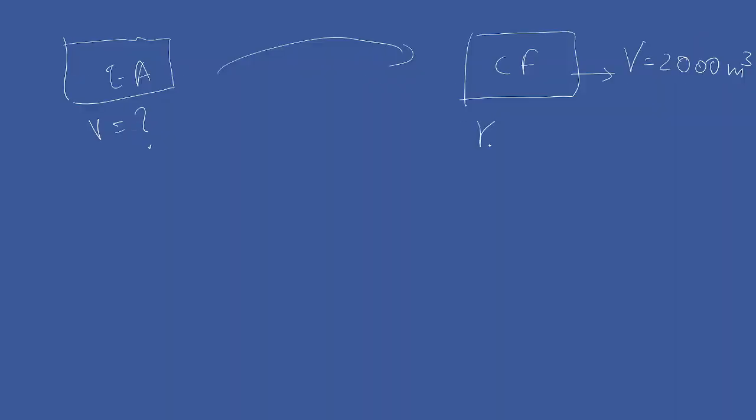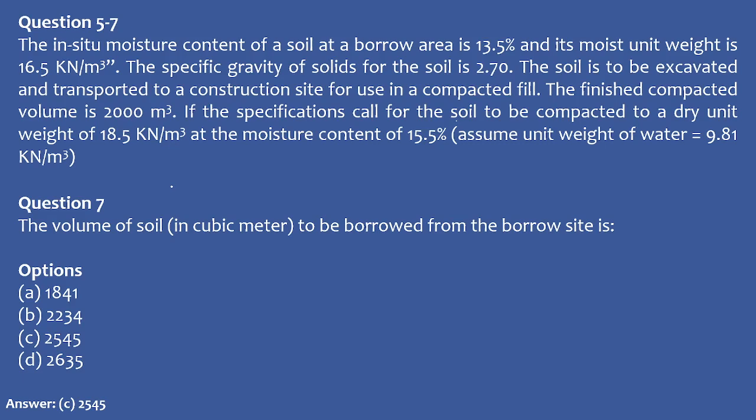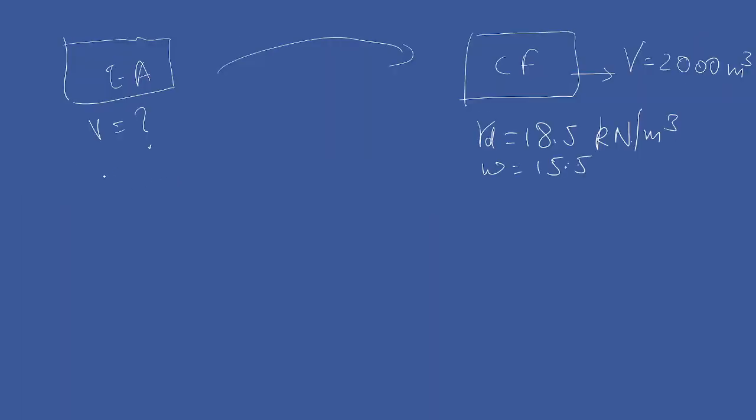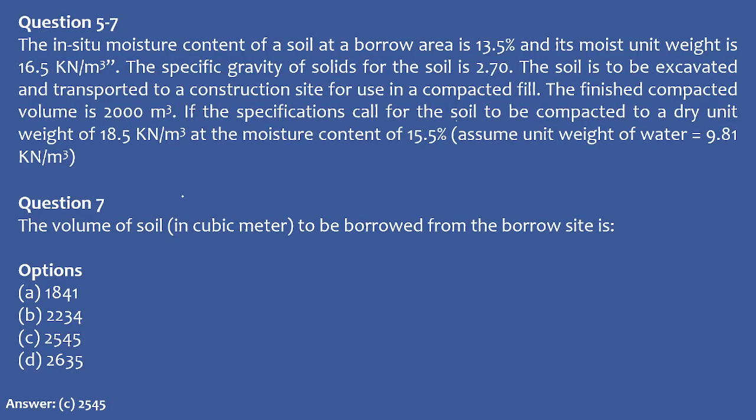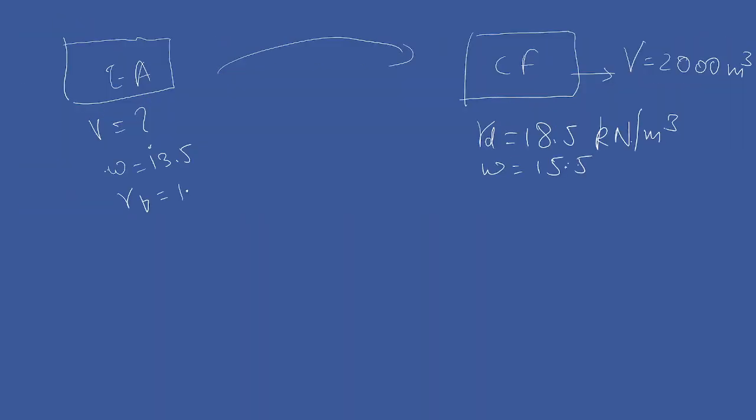Gamma d here is 18.5 kilonewton per meter cube. W here is 15.5. Moisture content is 13.5. Gamma bulk is given as 16.5, and the G value we are having is 2.7.